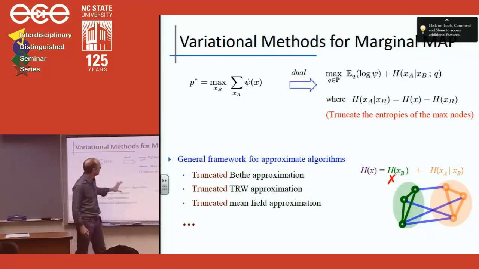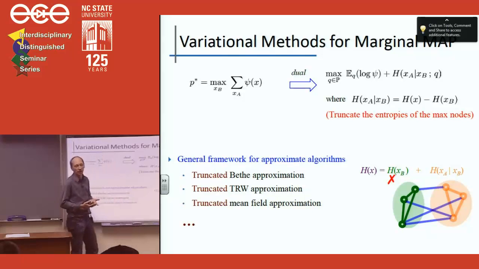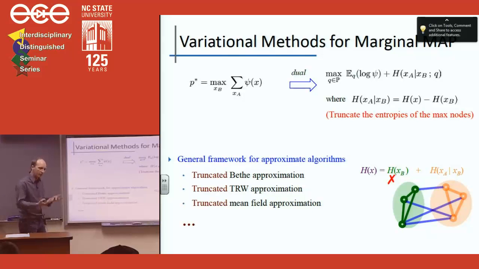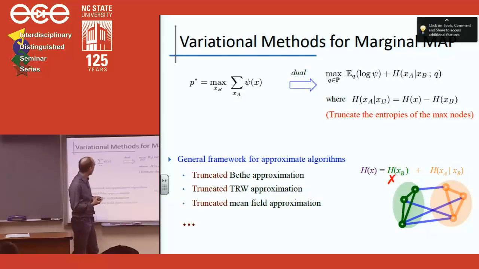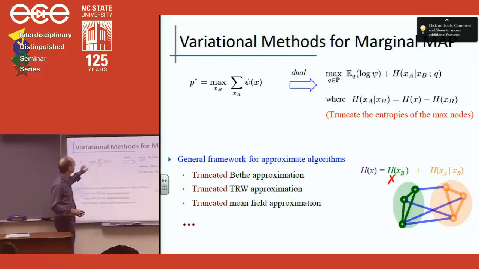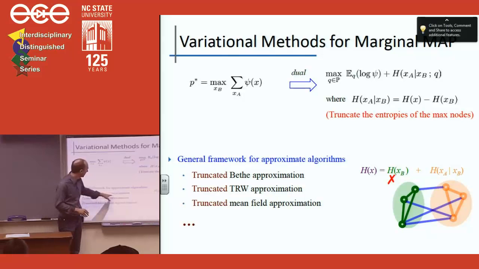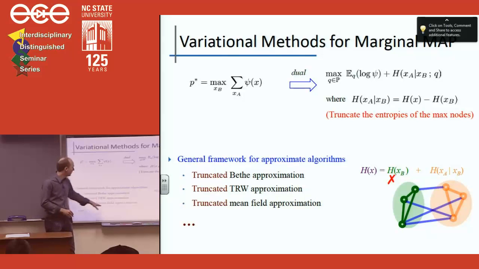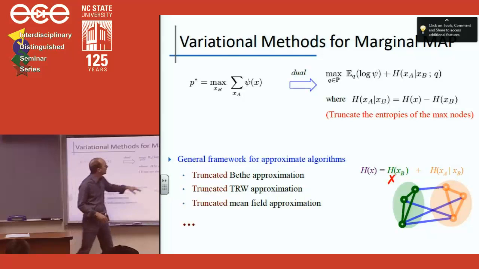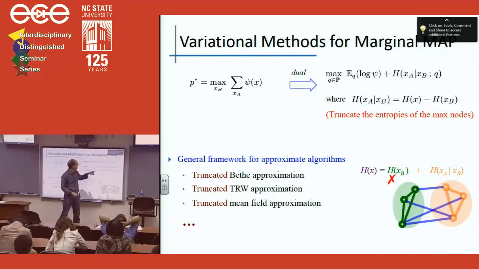Moreover, you can use that to then define new message passing algorithms. So if you prefer to run message passing algorithms, you can run things like loopy-BP to solve this mixed marginal MAP problem. So in loopy-BP, we have the beta free energy approximation, or the tree-weighted approximation, or the mean field approximation. And here, instead of the entropy, we've got a conditional entropy, which you can think of as the full entropy minus the max parts entropy.